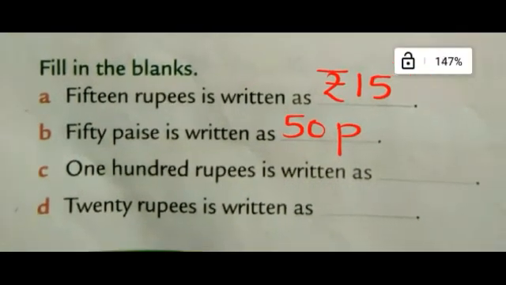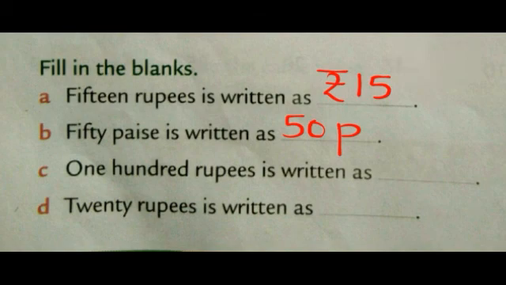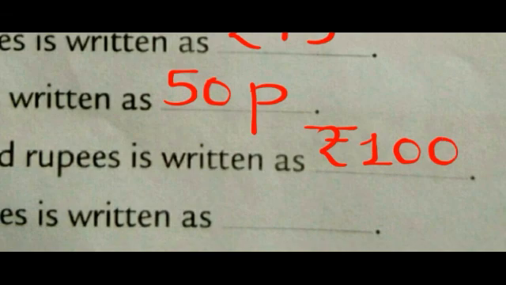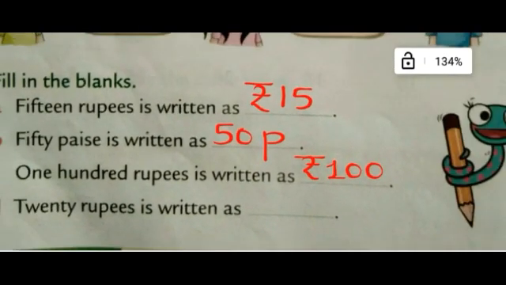Now see the next one. 100 rupee. 100 rupee is again written as, first we will write the symbol of rupee, then 100. 1, 0, 0. Okay, like this. Now this last one, I want you all to do it yourself.